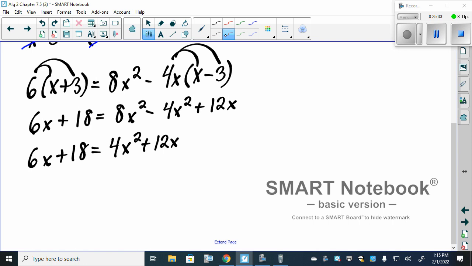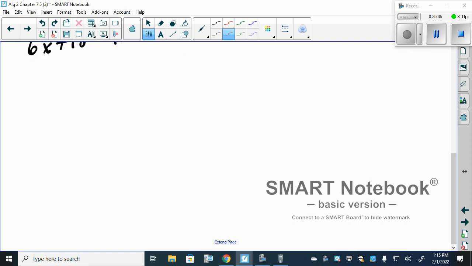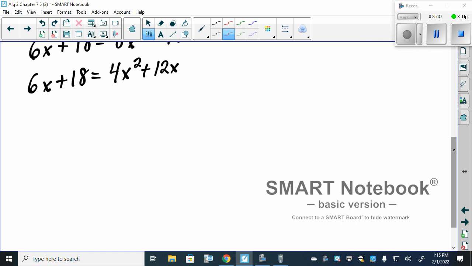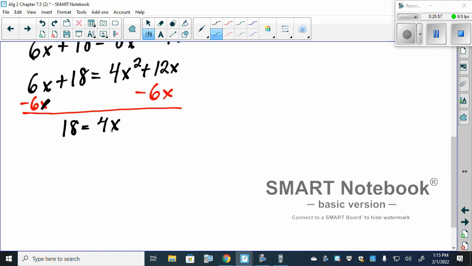Now we do need to get everything onto the same side of the equal sign. So the first thing we could do is what? Well, we can either subtract the 6x from both sides or subtract the 18 from both sides, or we can do both at once. Either will work. So we get 18 is equal to 4x squared plus 6x.